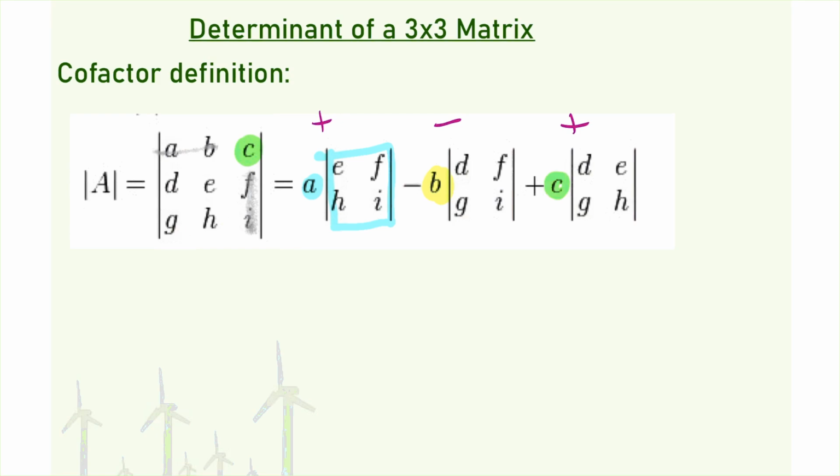And so this is how I calculate the determinant of a 3 by 3 or larger matrix. I calculate the determinant of all these smaller matrices, and then you have A times the first matrix minus B times the second plus C times the third, and that gives you your determinant. Let's try it.